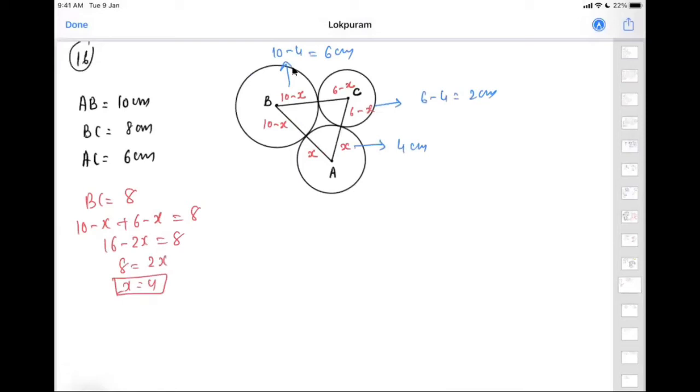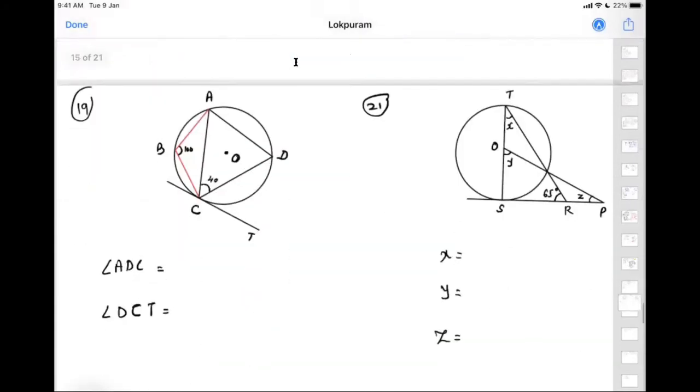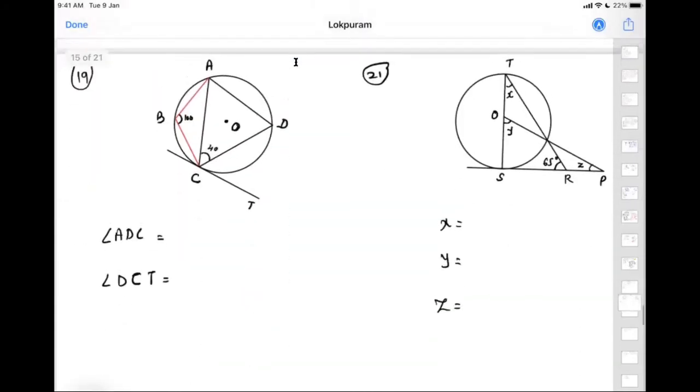Question 17 is omitted. 18 we had already done. Now we will go to the 19th question. What is the nineteenth question? In the given figure with center O, angle ABC is 100, angle ACD is 40. CT is a tangent to a circle at C. Find angle ADC and angle DCT.